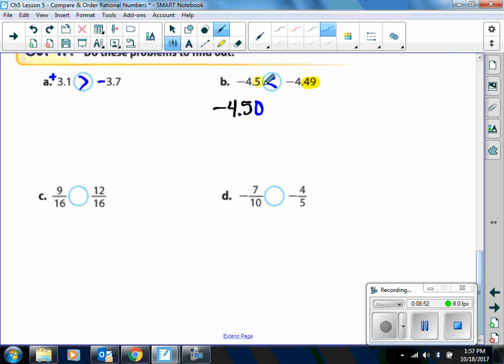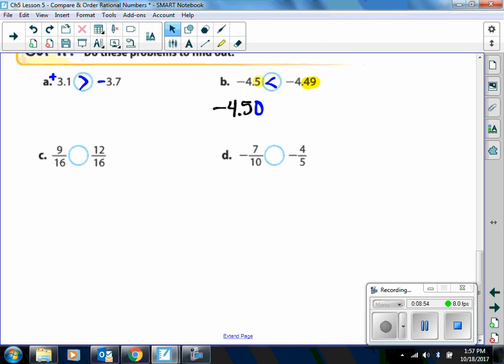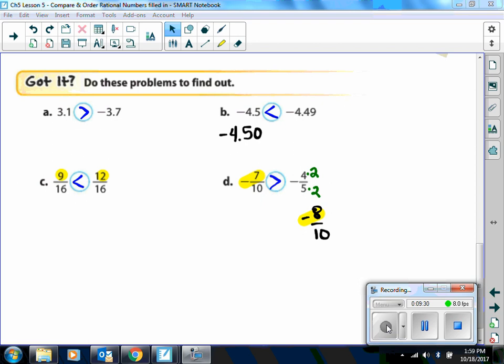All right. Now, for example C. Piece of cake, right? Because it's already got common denominators. So that means the only thing we need to look at to compare are the numerators. So what symbol goes in there? Less than. Very good. Excellent. All right. What do I have to do with problem D? We need to get common denominators. Very good. Why don't you guys do this one on your own? All right. So there is problem D.